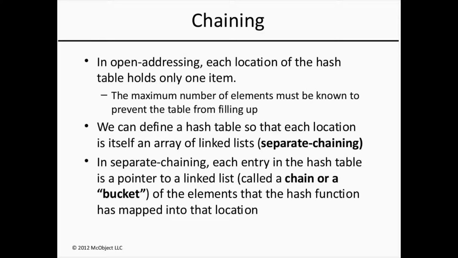Another more straightforward means to address collisions is chaining. So whereas in open addressing, each location of the hash table holds only one item, we can instead define a hash table in which each location is the head of a chain. This is called separate chaining. The chain is a linked list of the data objects or the values that hashed to that location. So now instead of doing probing, we're just going to chain the values that had collisions to the same bucket.